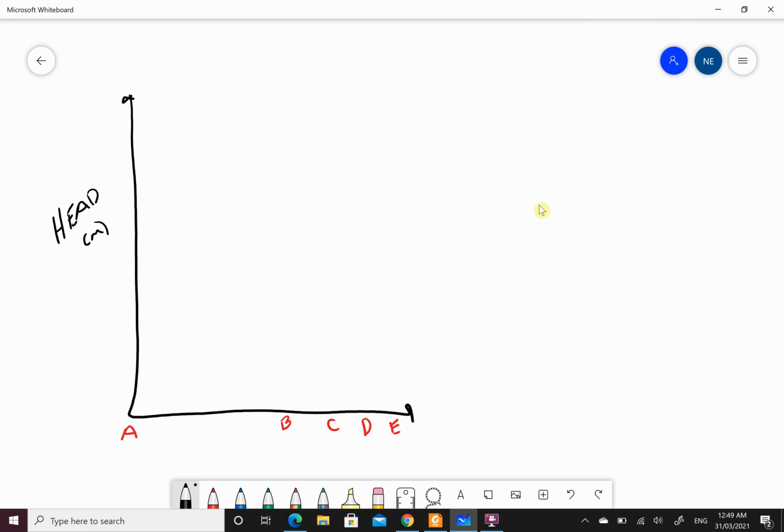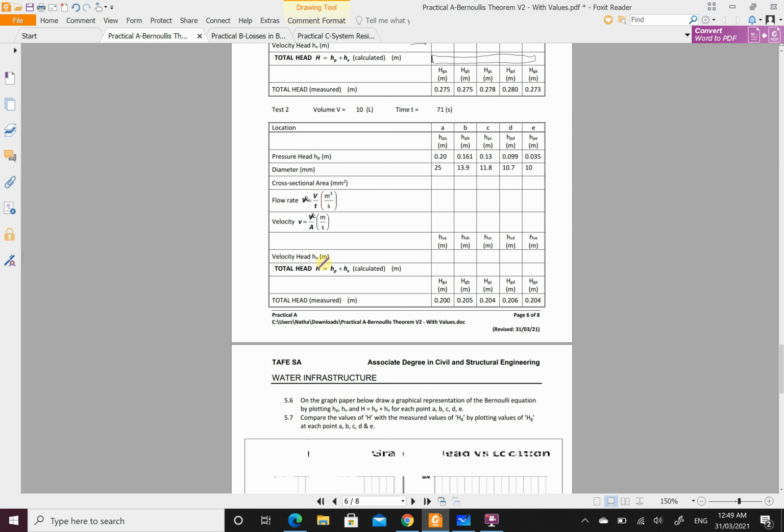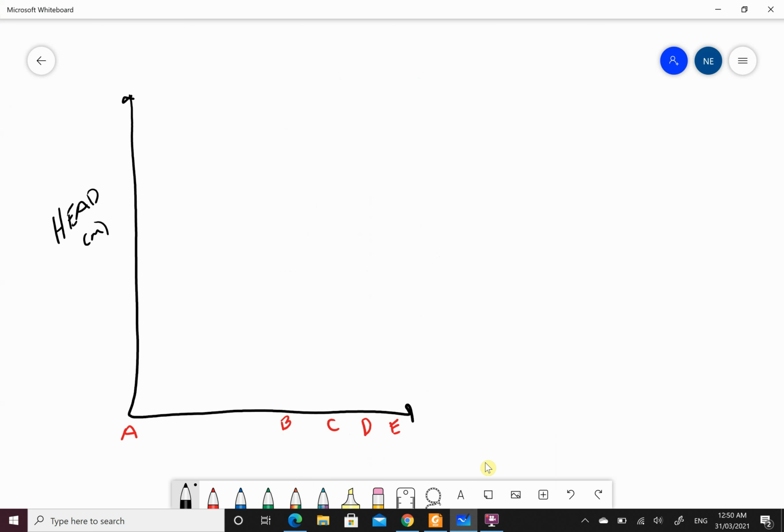And what we'll do is quite simply, wherever the head of A is, going from what we've calculated, so the total head, we've got for A, we've got for B, we've got for C, for D, for E. We just plot them along here as to where they sit. So A might be here, B might be here, C, D, and E.